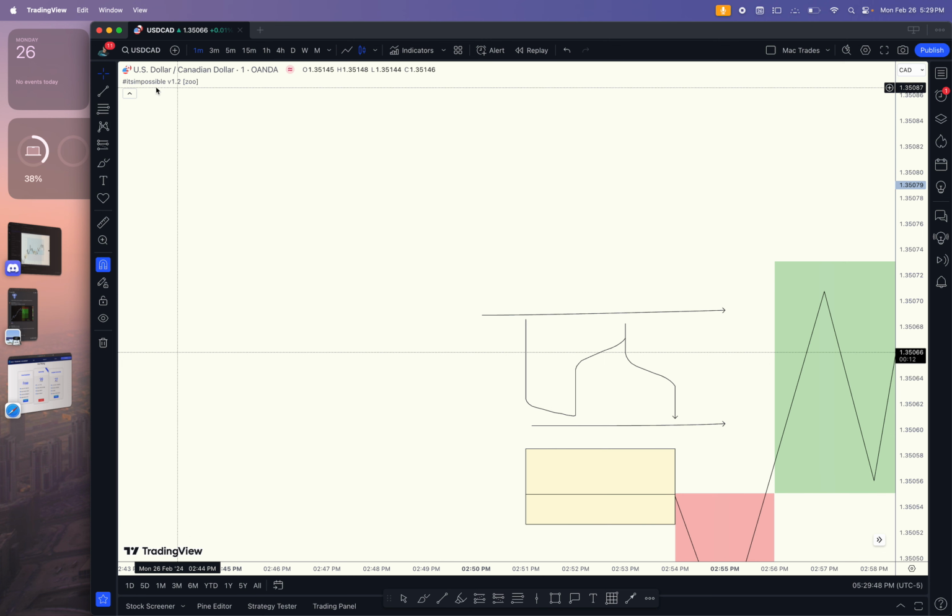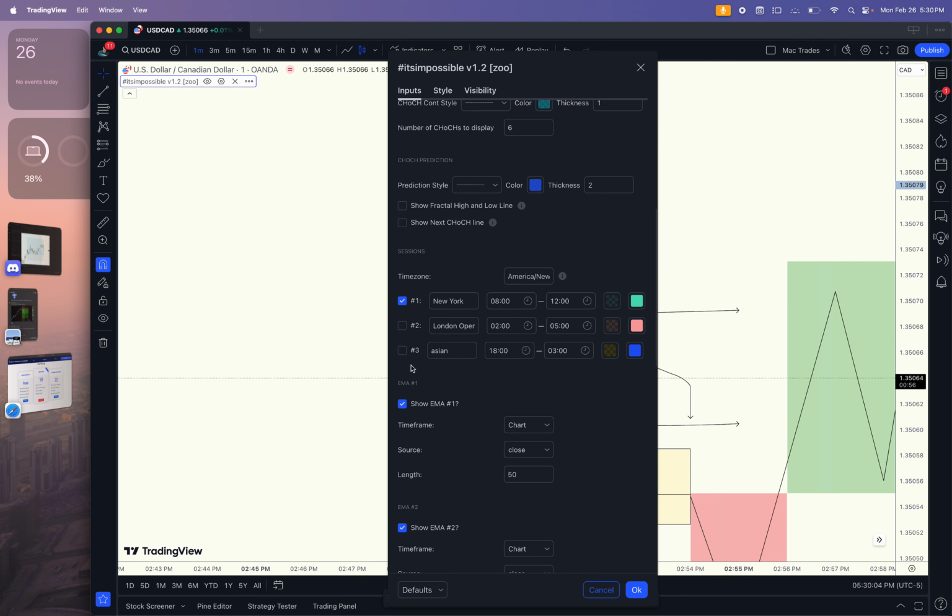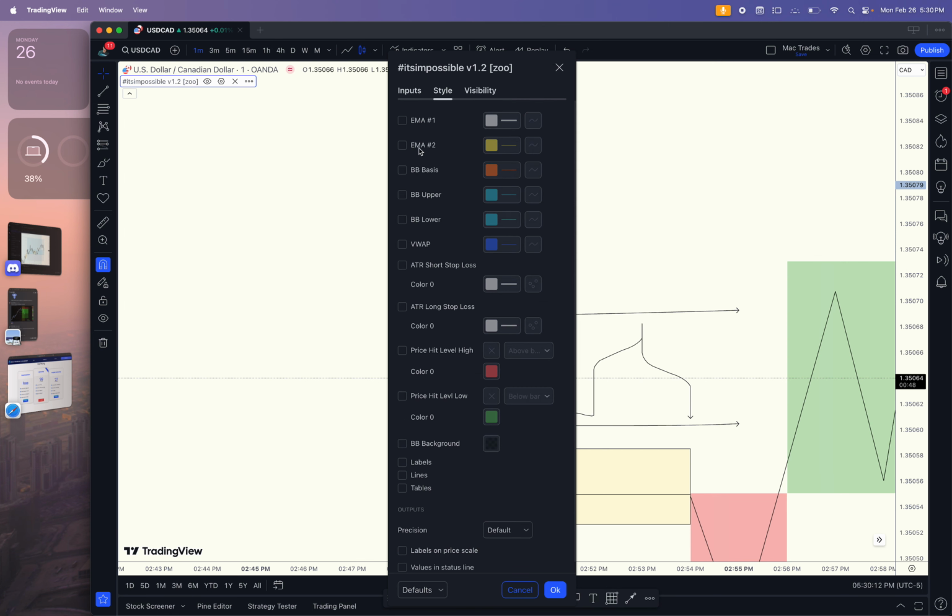Also, I've gotten more questions about what indicator I use as it relates to my session times. It's Impossible V1.2, and then you just turn on session times. I have everything else turned off, but I have session times turned on here. And then you can play with the visibility of everything here.